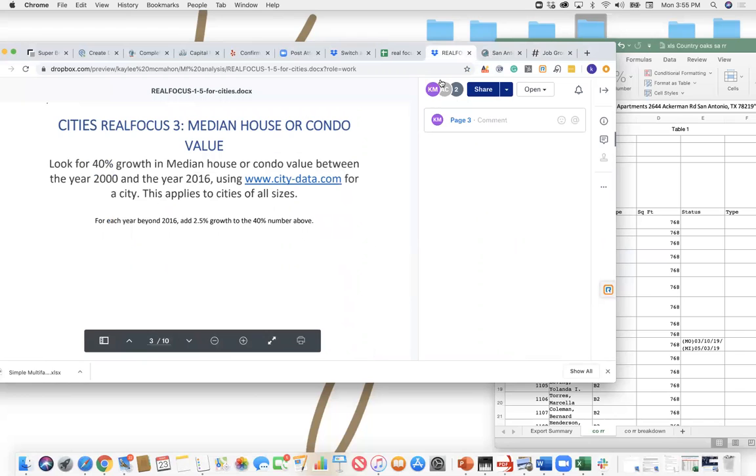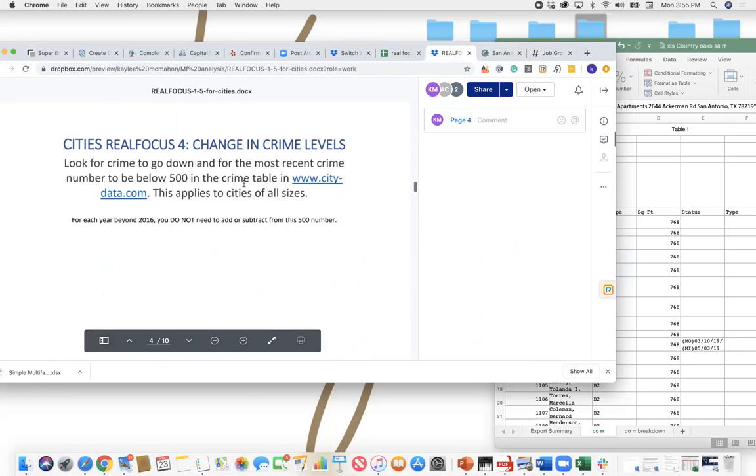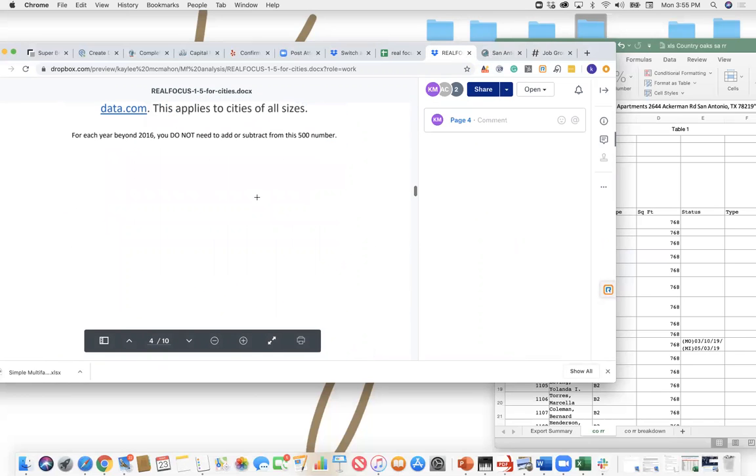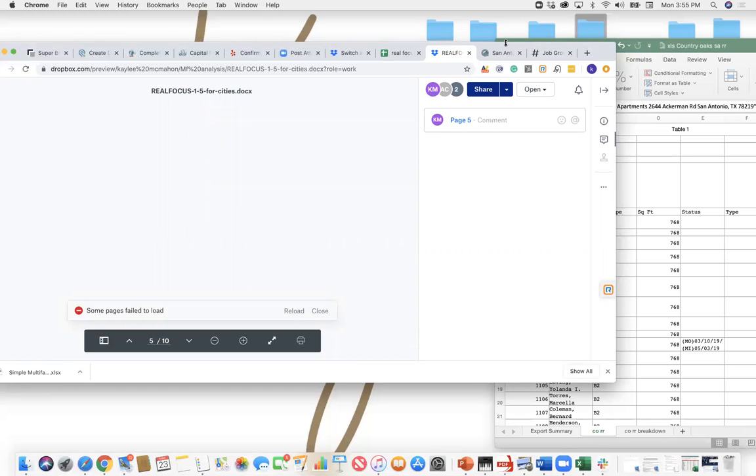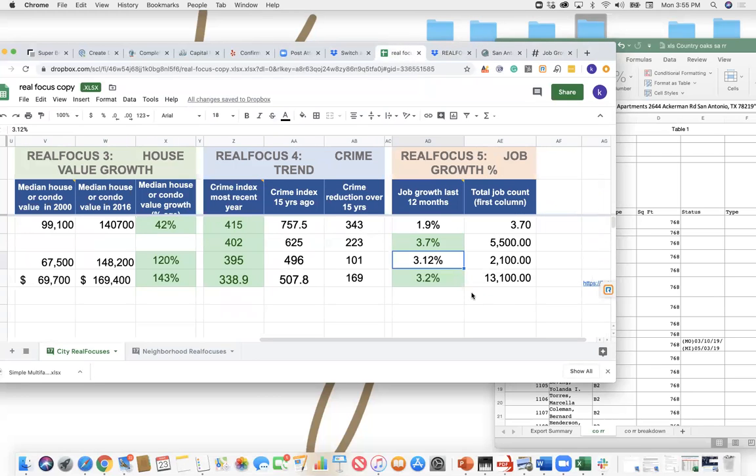And last time we didn't go over changing crime levels, but I told you that. So now we're going to look over here at this real focus. So we have 3.12% job growth. So if you see anything here, it's over a 2. That's something to really get excited about. So you can see the total job count that were added. This is great. So obviously our job growth in the last 12 months has been awesome in San Antonio, Texas, as far as a percentage goes. So that is awesome.